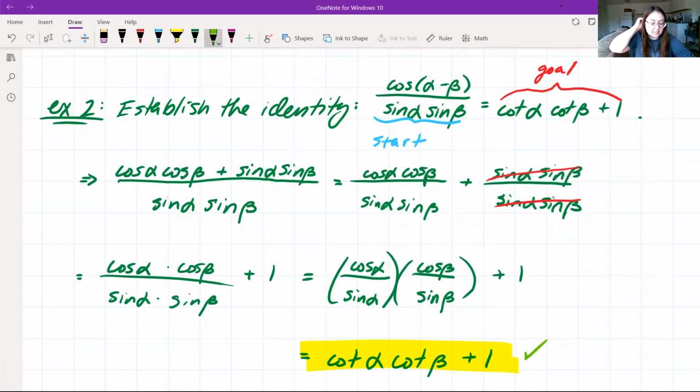So all we really did in this case was expand out our difference of angles with our sine and cosine formula, and then simplified from there. So that was all we really did to establish that identity.